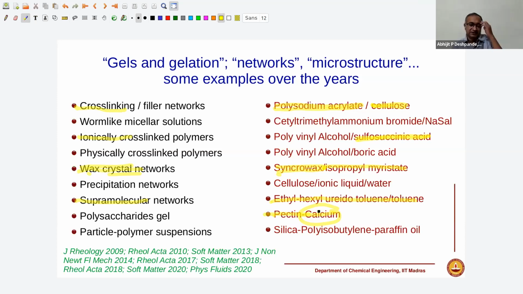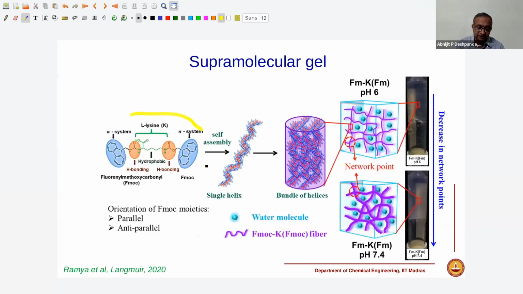And this particular work is in collaboration with Dr. Ganesh from CLRI, whose group works on amino acid-based supramolecular gelators. And so you can see that this kind of a gelator system has hydrogen bonding interaction sites. There's a pi system, and there is also a hydrophobic moiety.